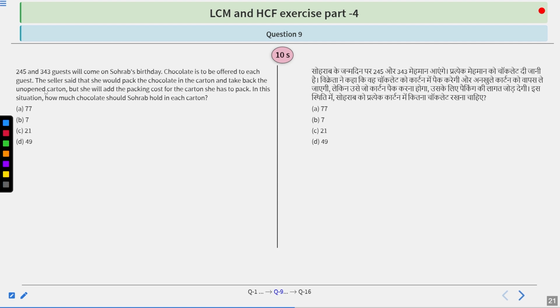245 and 343 guests will come on Saurabh's birthday. Chocolate is to be offered to each guest. The seller said that she would pack the chocolate in the carton and take back the unopened carton. But she will add the packing cost for the carton she has to pack. In this situation, how much chocolate should Saurabh hold in each carton? And options are 77, 7, 21, and 49.